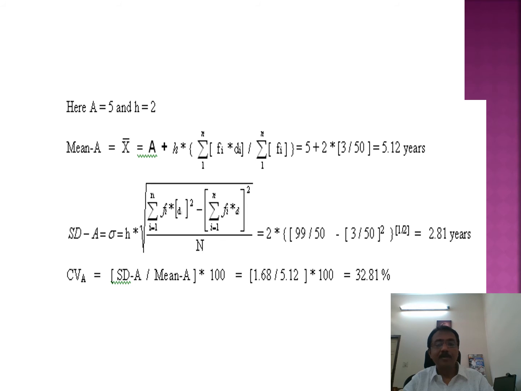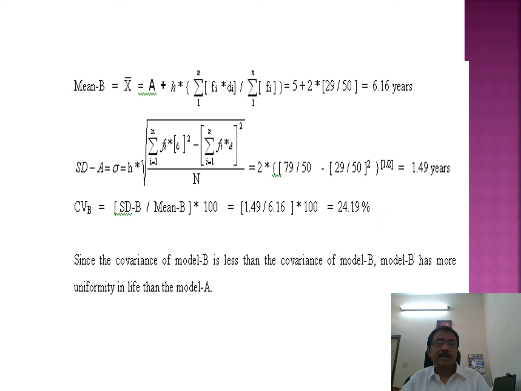The mean value is 5.12 years. That is, the average lifetime of a refrigerator type A is 5.12 years. And the standard deviation of A is 2.81 years. Then the coefficient of variation for A is evaluated as 32.81%. The variation percentage is what? 32.81. Similarly, we compute for B: mean is 6.16 years, standard deviation is 1.41 years, and CV of B is 24.19%.